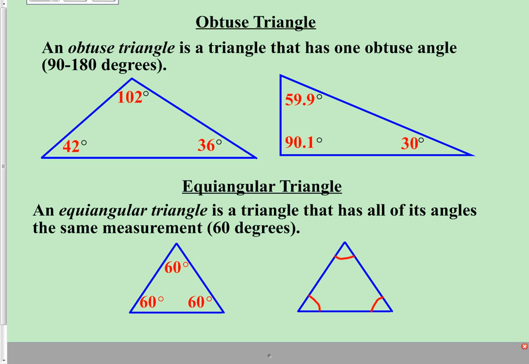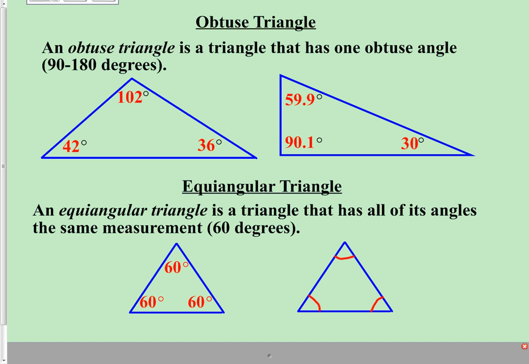Okay, that's a small part of a larger property that we will get into a little bit later on. But for right now, just know that in an equiangular triangle, all of the angles will measure 60 degrees. And as you can see on the triangle on the right side over there, they don't even have to give us any measurements to tell us about an equiangular triangle. They might use matching angle congruency marks like that triangle has.